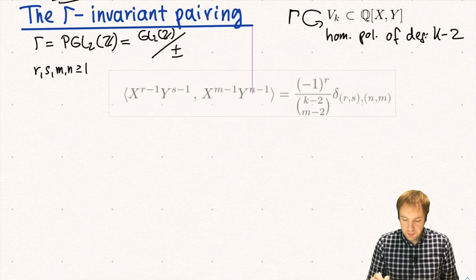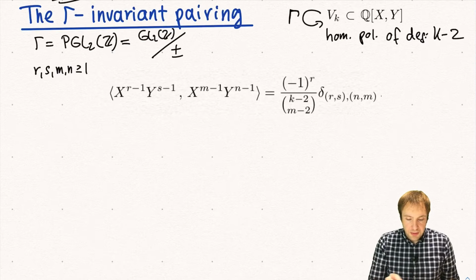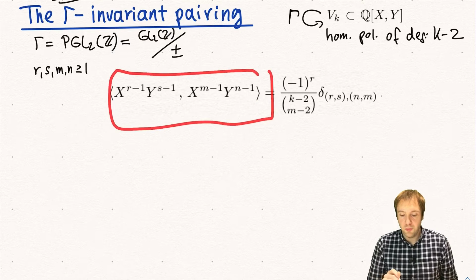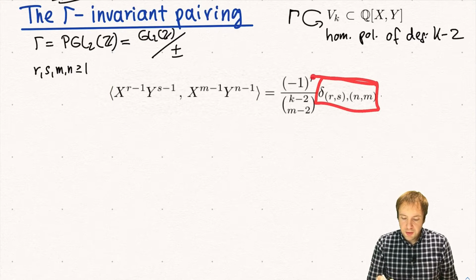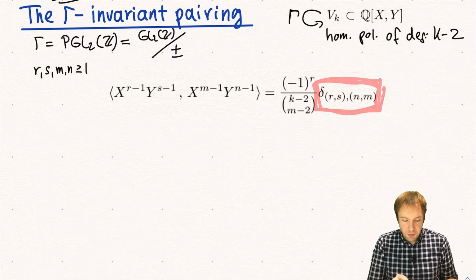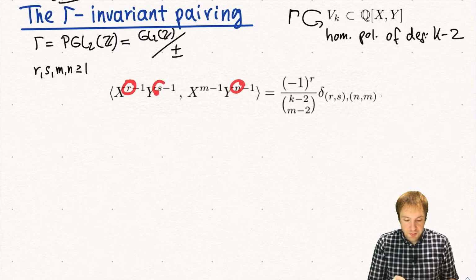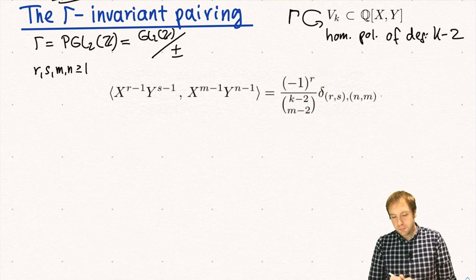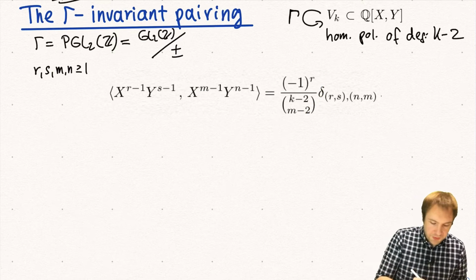So the bilinear pairing, we need to define it on the monomials. So if we take two monomials, for example the monomial x^(r-1) y^(s-1) and x^(n-1) y^(m-1), then we define the pairing of these monomials to be this Kronecker delta here. So this is 0 if these two are not the same, meaning we just have one term when this is 1, namely when r equals n, and when s equals m. So there's a switch, you need to be careful here. And then we have some factor here. And one should say that k is here always r plus s and m plus n.